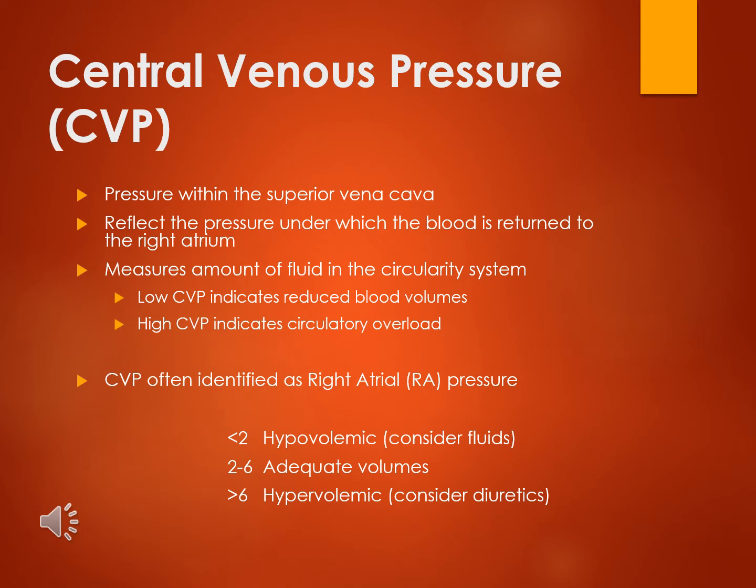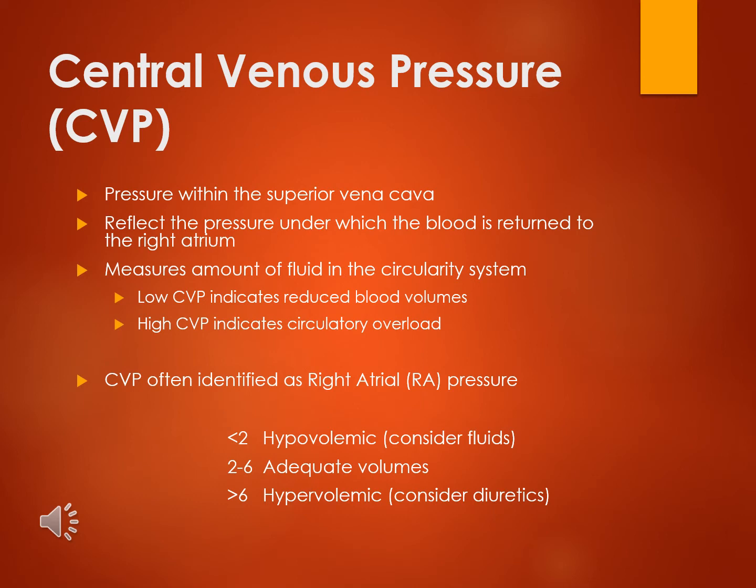Central venous pressure, or CVP, are pressures within the superior vena cava and reflect the pressures under which the blood is returned to the right atrium. It measures the amount of fluid in the circulatory system. So when we have low CVPs, it indicates a reduced blood volume. When we have high CVPs, it indicates circulatory overload.